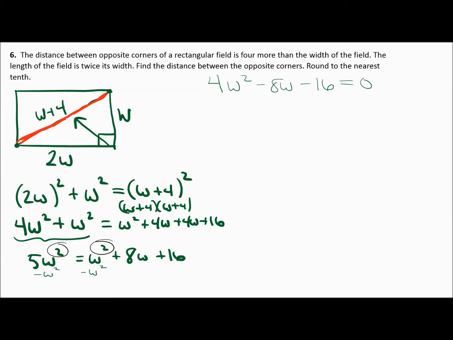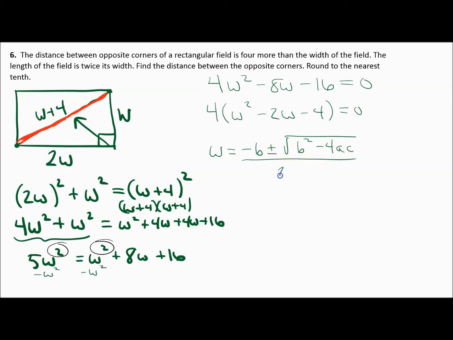All right. I could factor out that leading coefficient of 4 because it's the greatest common factor. See that? I divided each of those by 4, pulled it out front. Now I'm trying to find numbers that multiply to be negative 4 and add to be negative 2, which is actually not possible. That means I need to use the quadratic formula. So it's going to be w equals negative b plus or minus the square root of b squared minus 4ac, all divided by 2a. My a is 1, my b is negative 2, and my c is negative 4.